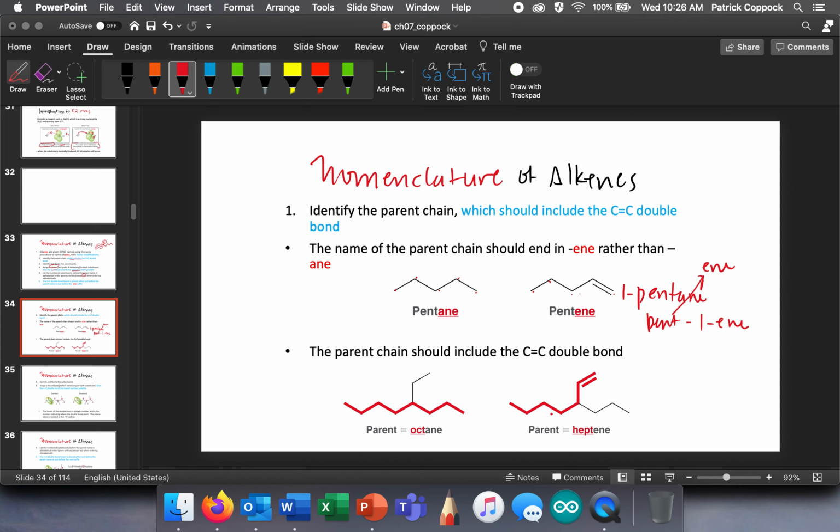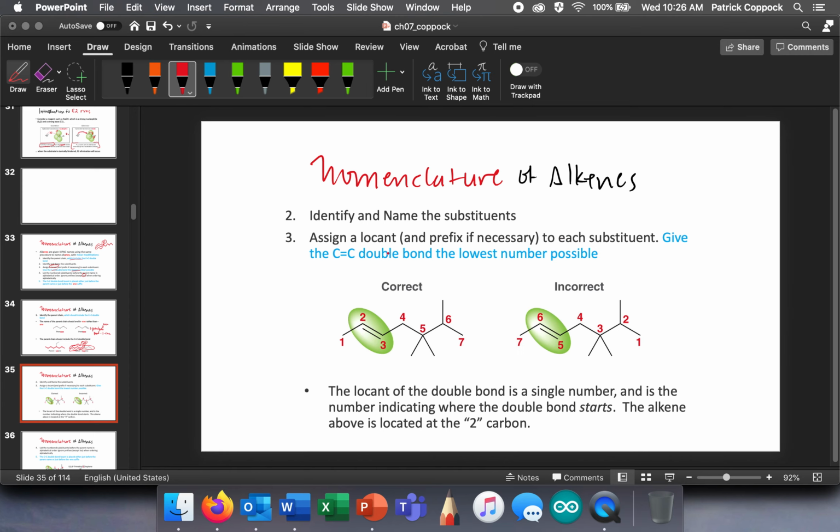And as I said in the previous slide, the parent chain has got to include the double bond. So here, 1, 2, 3, 4, 5, 6, 7, 8. The longest continuous carbon chain is 8. However, the longest continuous carbon chain with the double bond in it is only 7. So we're going to say heptene.